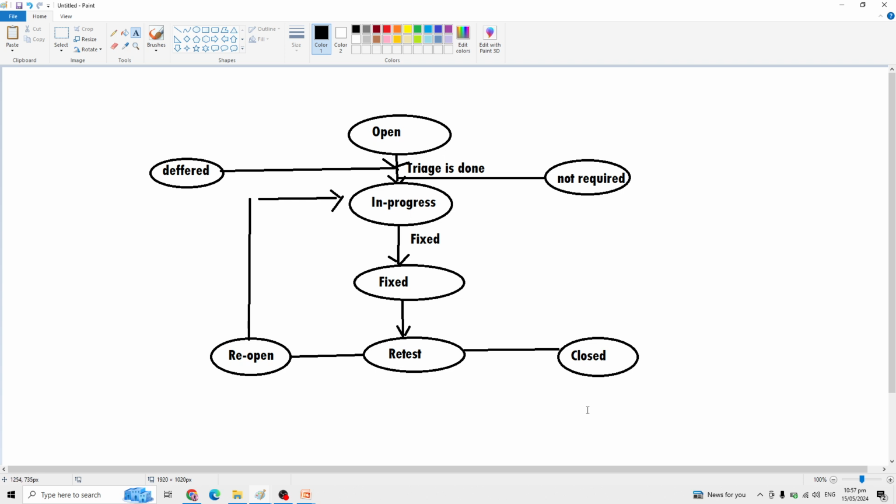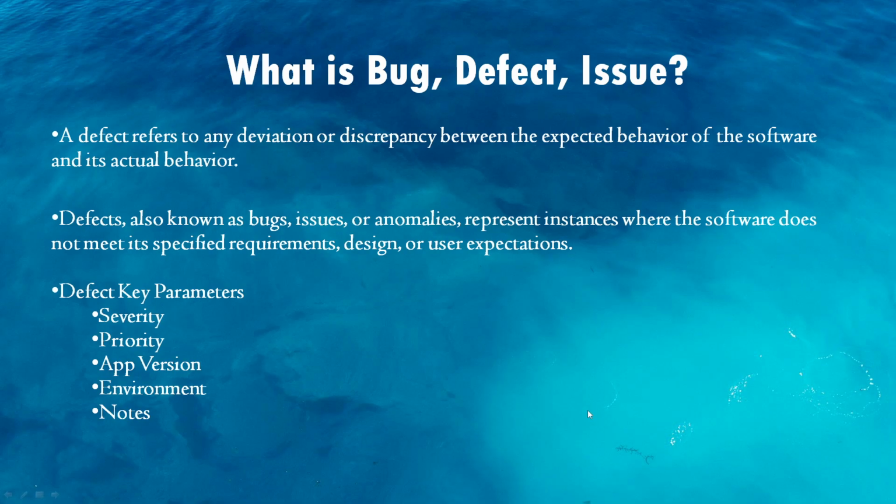Now coming back to the overall summary. Okay, now what is a bug or defect or issue? You are expecting something, but actually it is not happening. For example, if you expect a coffee machine to give coffee, but it is giving hot water, then that is an issue, right? That's a very layman's example.